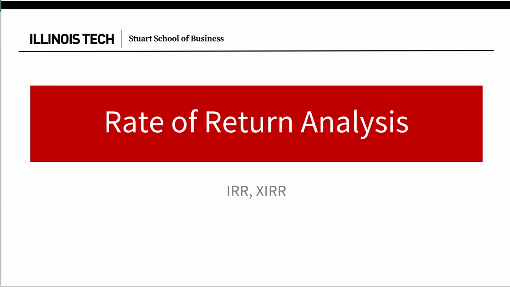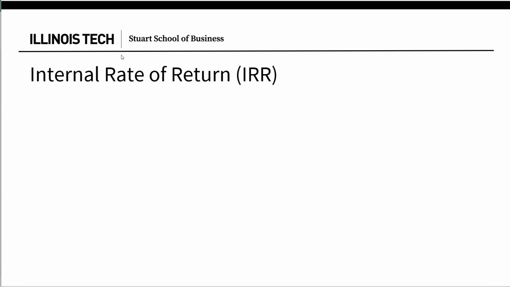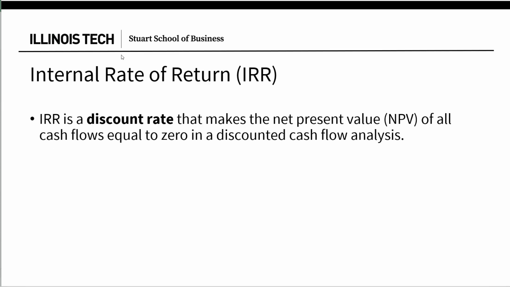In this lesson, we'll introduce the IRR and the XIRR functions as we discuss rate of return analysis. Rate of return analysis is the third technique we're going to discuss that can be used to solve capital budgeting problems. And so the internal rate of return, or the IRR, is the discount rate that makes the net present value of all cash flows from a project equal to zero.